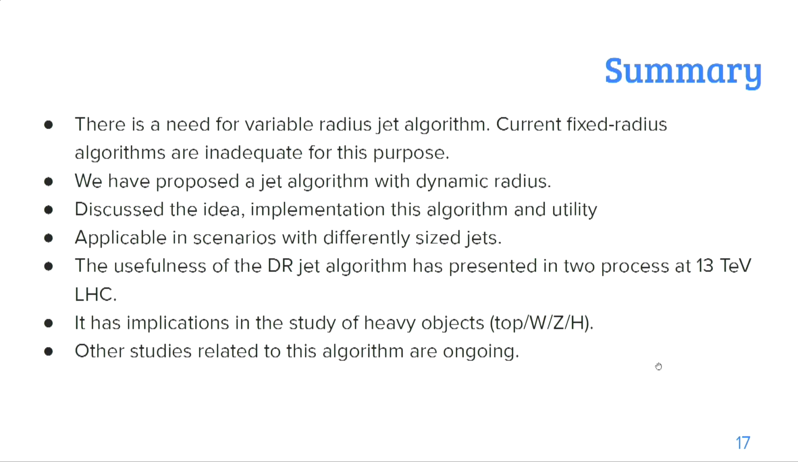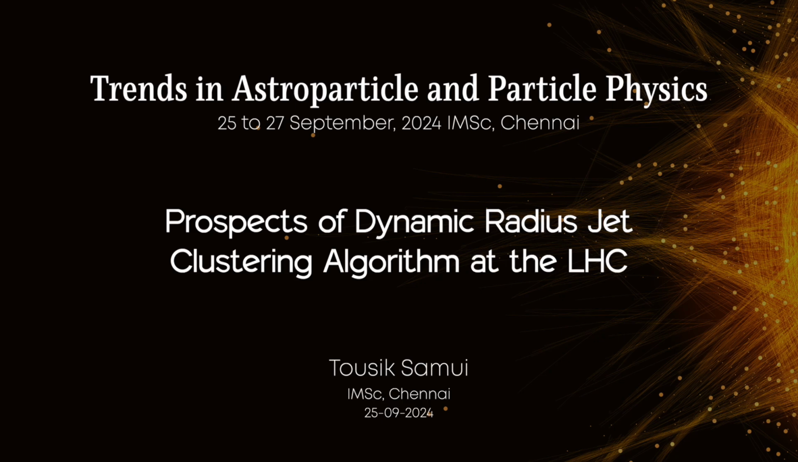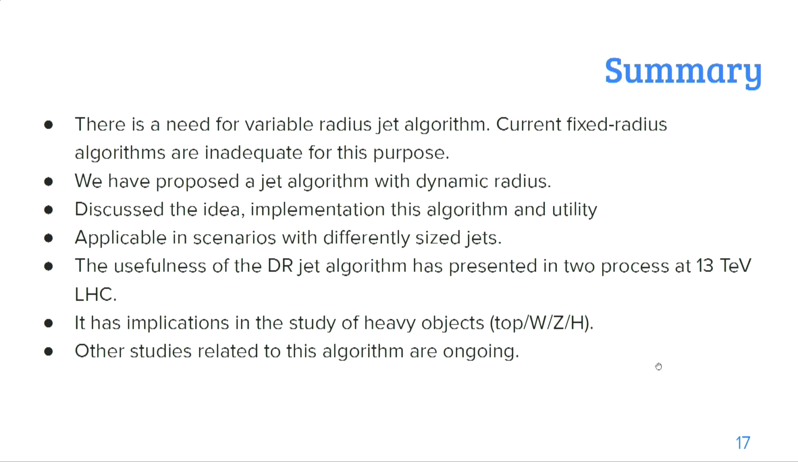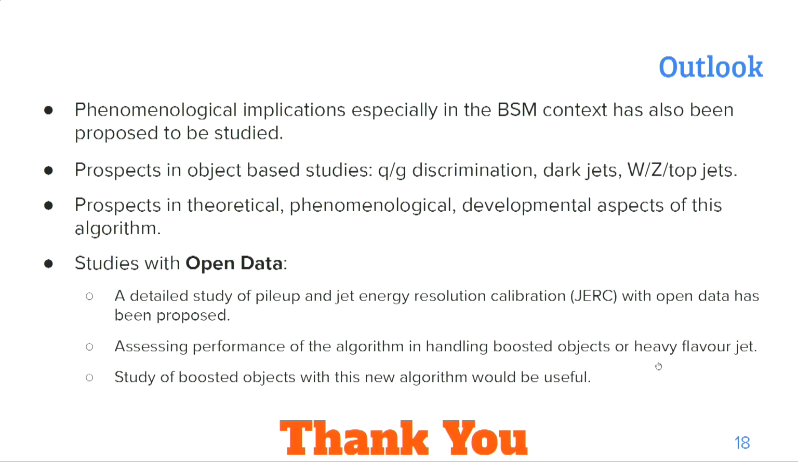Let me come to the summary: variable radius jet algorithms are useful in certain cases in searches for BSM or SM, and we developed an algorithm called the dynamic radius jet clustering algorithm. We discussed the idea, implementation and utility of it, and it has application in heavy object studies and other things.